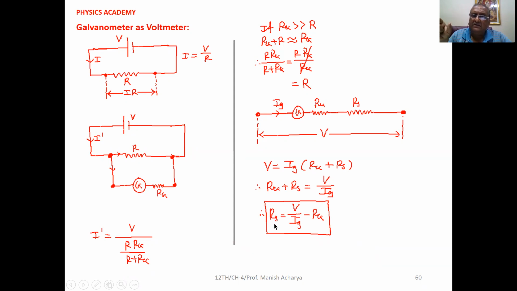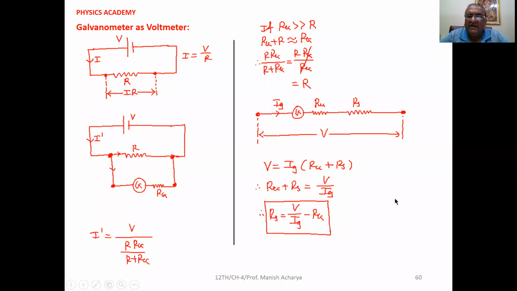Now take that much resistance and connect it in series with the galvanometer. Then first apply known potential differences and recalibrate the scale of the galvanometer. And now you can use that as a voltmeter which can measure a maximum of 10 volt. Clear to all of you?